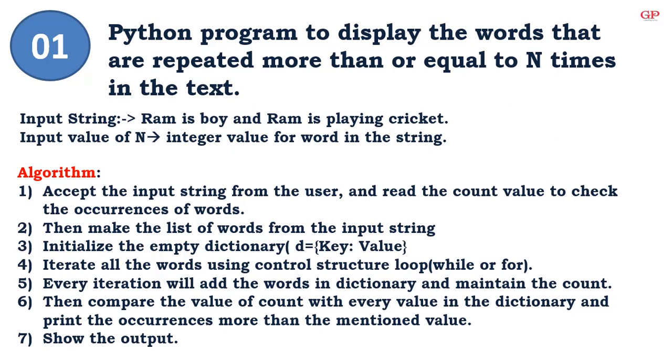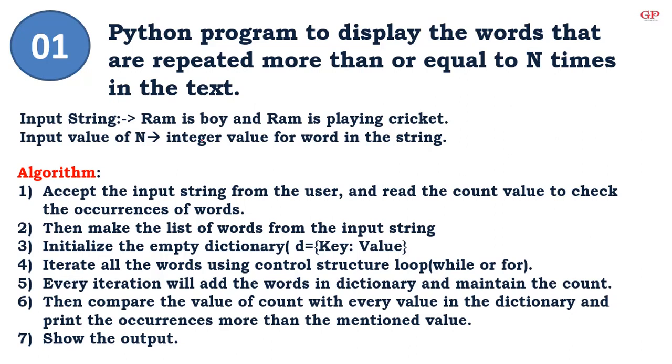If you read the problem carefully, you can understand that a certain input string is there which consists of a collection of words. And also the user enters a value of n, which is an integer value. We have to count every occurrence of a word in the string or text, and if it is repeated more than or equal to n times, that will be displayed in the output.